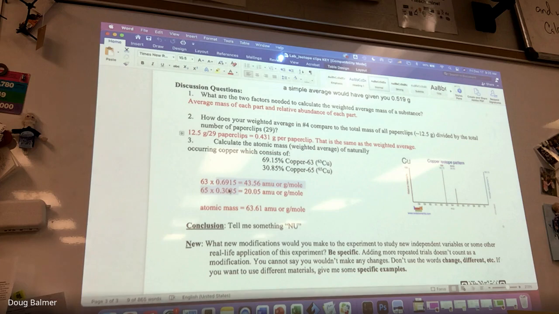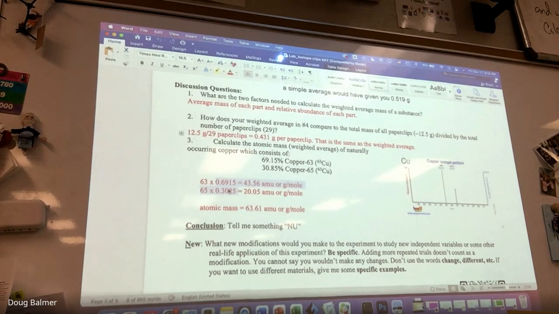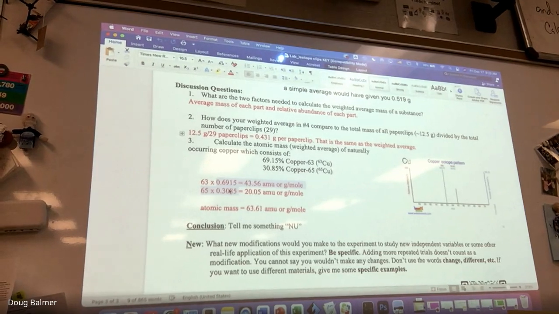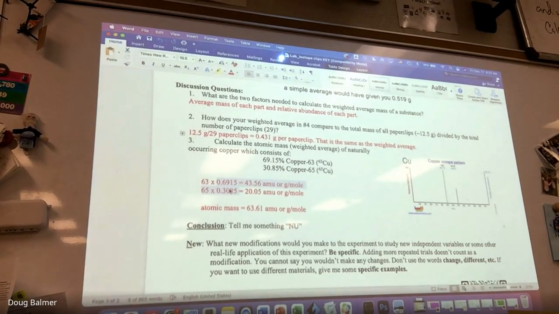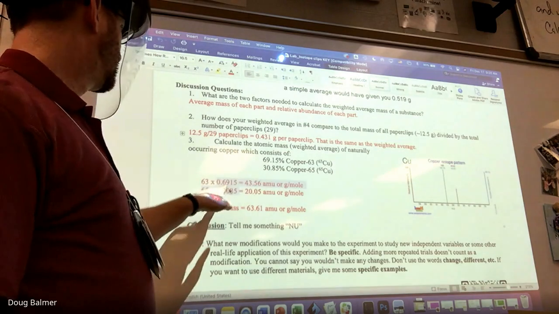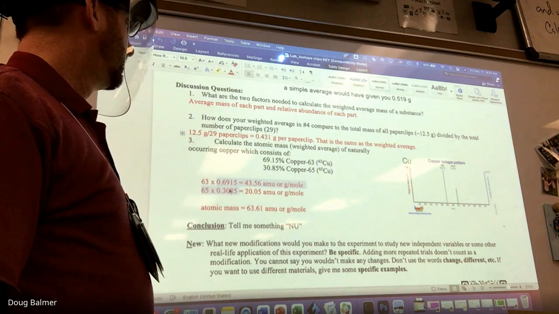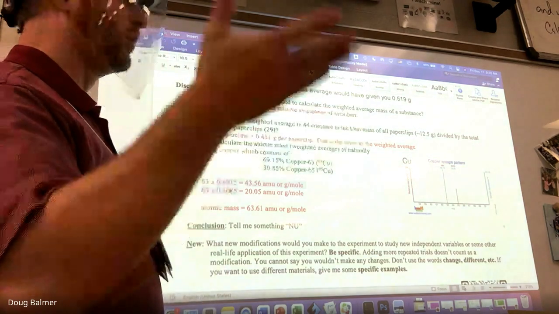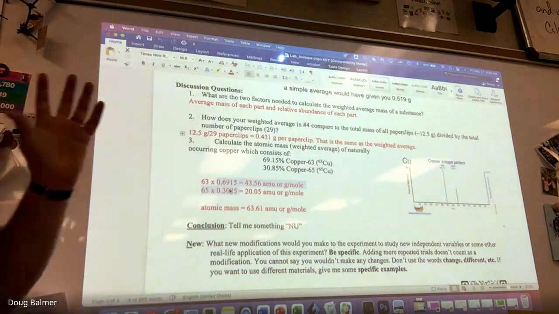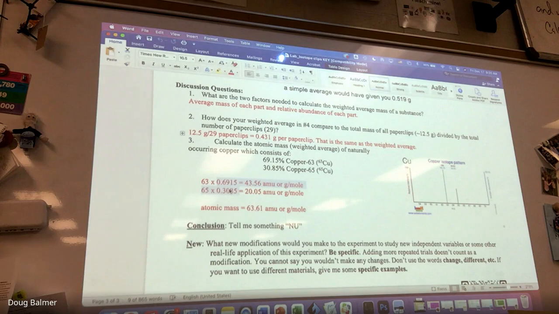Good. Group 5, something new or uncertain? What is relative abundance? So this is a percent. This would be relative abundance. How are they related? It's basically the decimal form of a percent. Yeah. And again, you have to use the decimal form of a percent in a calculation. Group 6, something new or uncertain?